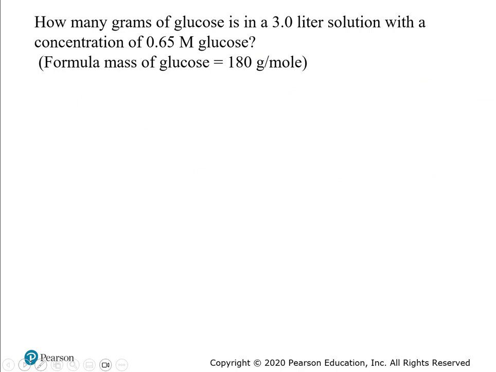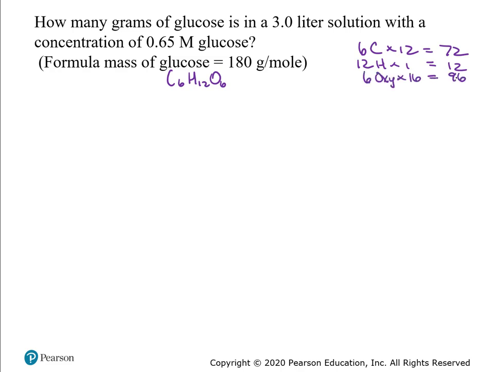So I think there's another one. Yeah. So this one, I'm giving you the formula mass of glucose because it's 180. So it's C6H12O6. If you added all those up, you get 180. So if you were going to calculate the number of grams in 1 mole, that's how you would do it.